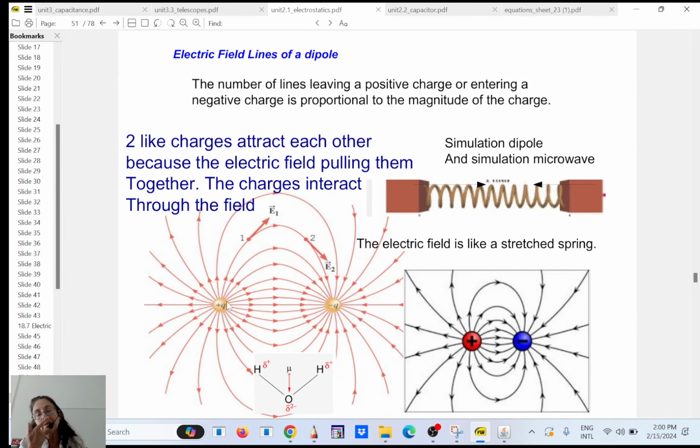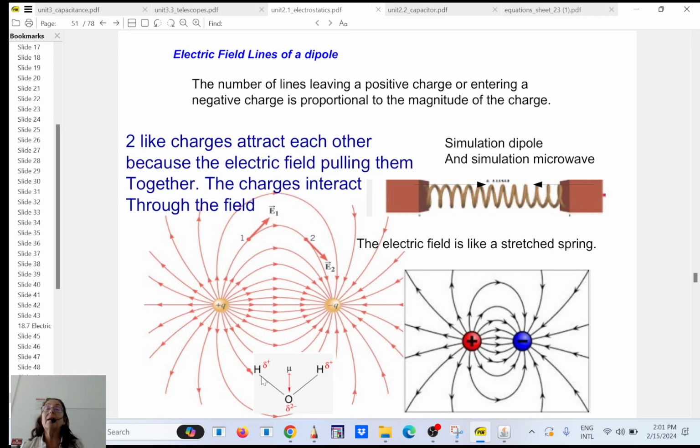So this is important if you are in chemistry or biology. You see here you have a dipole. One here is positive Q, here you have negative Q. So it's the same charge, the same amount of charge in coulombs, except one is positive, the other one is negative. And that will be the example of a water molecule.